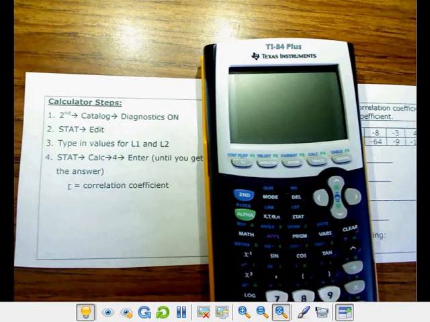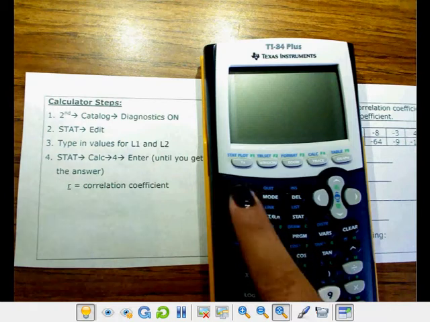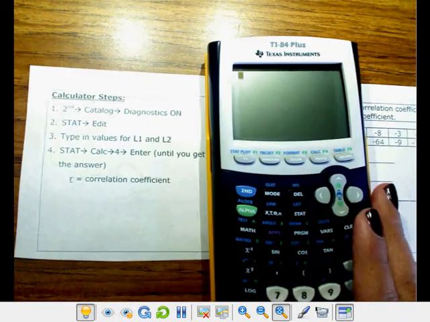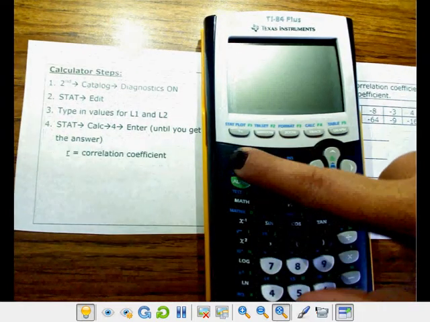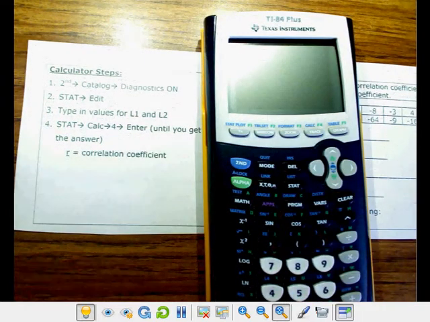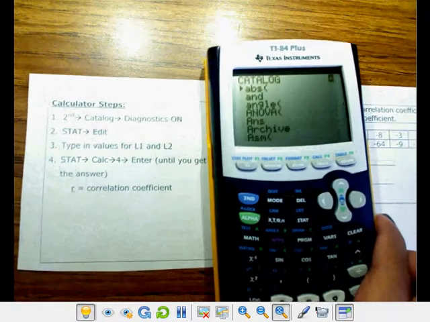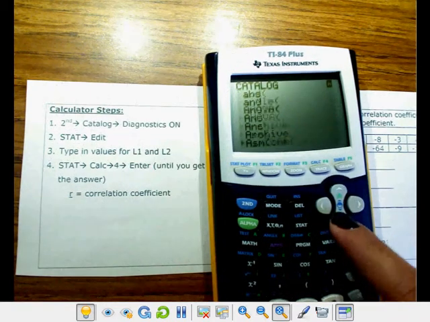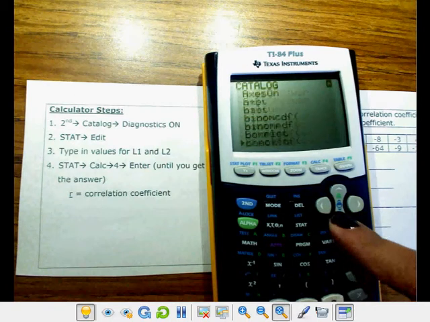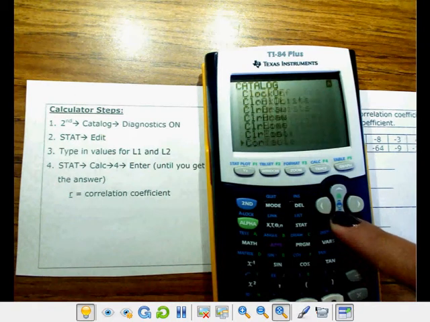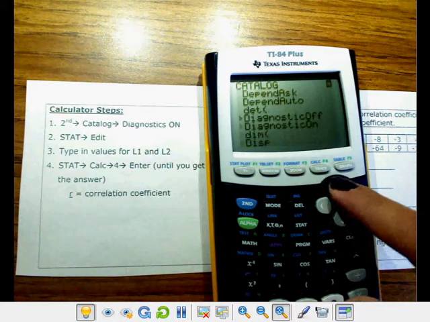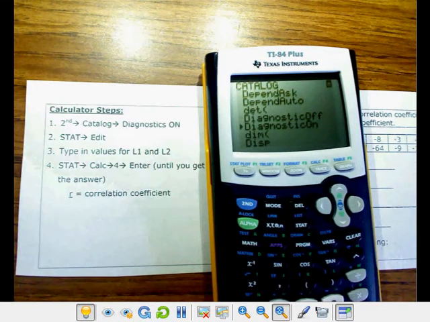It's a good habit to do that pretty much every day when you come in. All right, so what we're going to do is we've got to turn something called the diagnostic on in your calculator. So you're going to go second 0, okay, and then you're going to scroll down until you see diagnostic on.